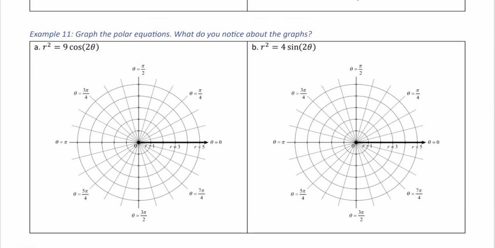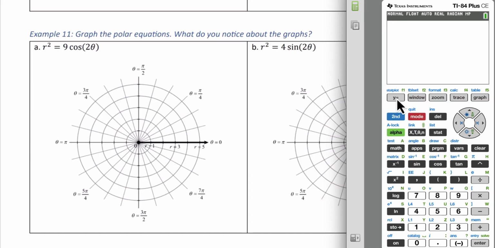We have r squared equals 9 cosine 2 theta. In the calculator, we need to clear anything that's already there. And remember, we need to take the square root of both sides. So we're going to do second square root of 9 cosine of 2 theta. And we also need to do the negative version of that. So negative square root of 9 cosine of 2 theta.